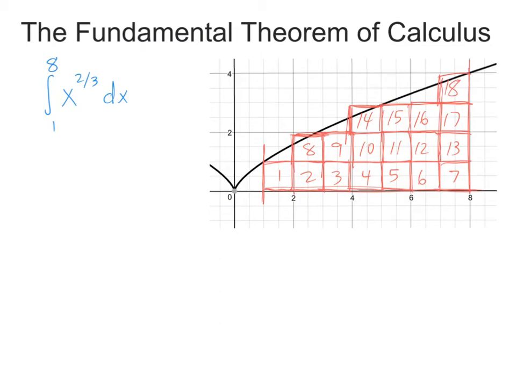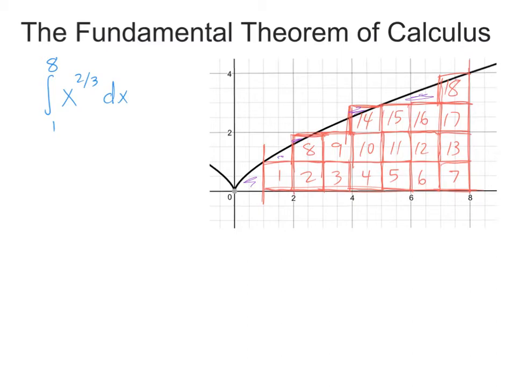So here's my next example. The function is x to the 2/3. And I've got it mapped out to where I see 18 boxes approximately, probably a little bit more than that. I've got a few that are going above the graph, but I've also got some empty space in here. So I'm thinking somewhere in the 18, 19, 20 range. So let's do that same process.